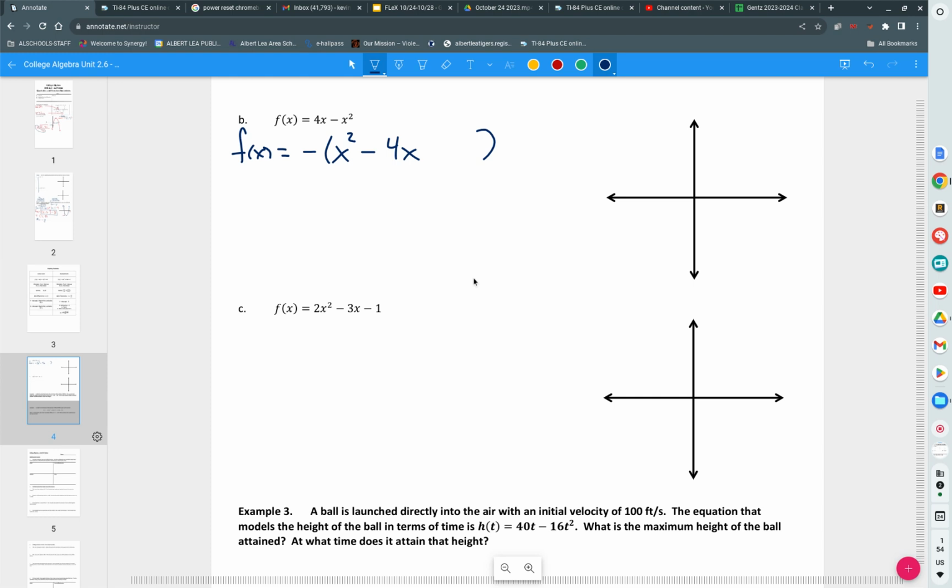Because if I complete the square, I want a perfect square up front. I want x squared. I don't want 2x squared. I don't want negative 5x squared. I just want x squared. So what number do you add to complete the square?